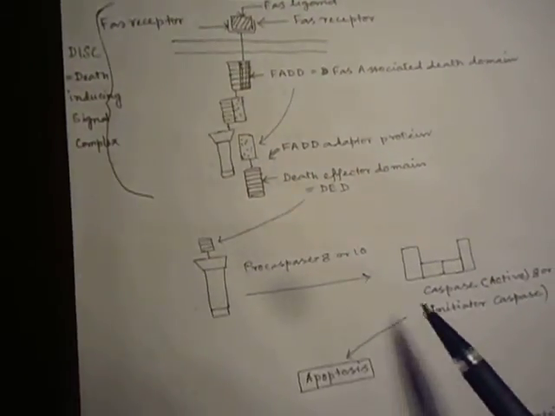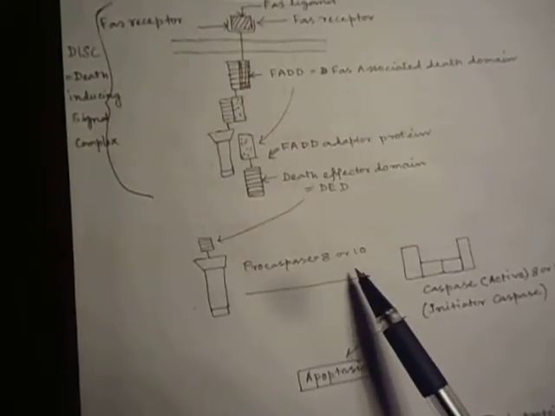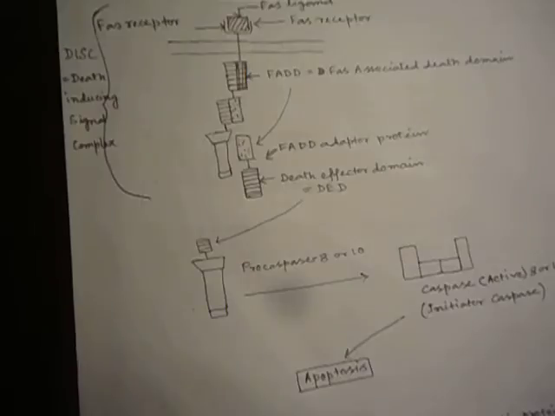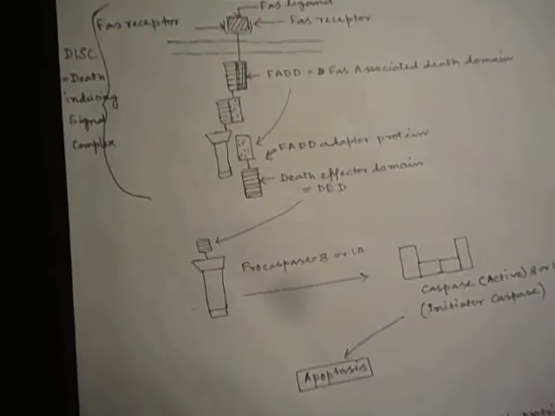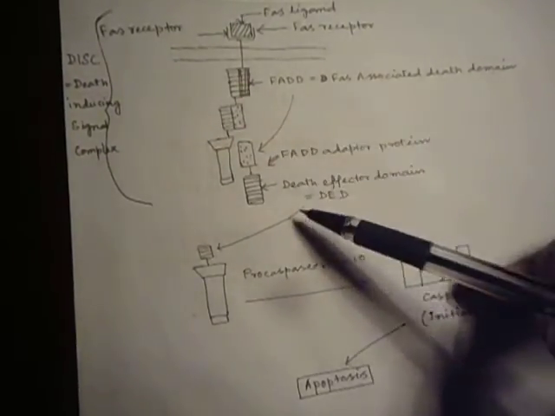Then procaspase 8 or 10 is activated here. Recall that procaspase 9 is activated in the intrinsic pathway. Now come to the extrinsic pathway. Here procaspase 8 or 10 is activated.